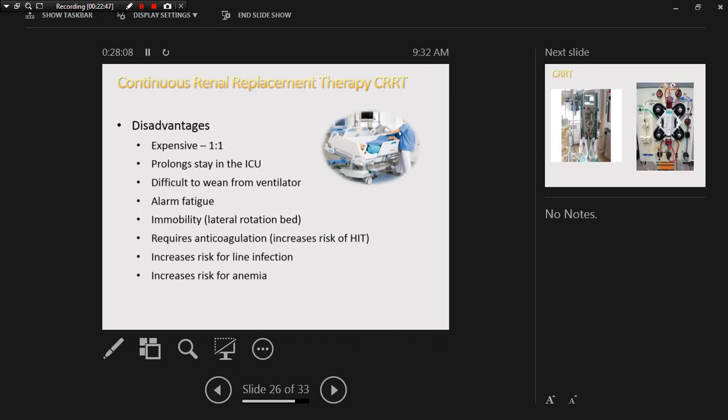So the disadvantages. It's expensive. Most often patients on CRRT have nurses taking care of them 1-to-1. Sometimes if it's a well-maintained machine, the patients aren't that sick, they don't have a lot of needs, the nurse might be able to have another patient. But most often it's a 1-to-1. So expensive, we need more nursing staff when nurses have 1-to-1s. Prolonged stay in the ICU, yes.